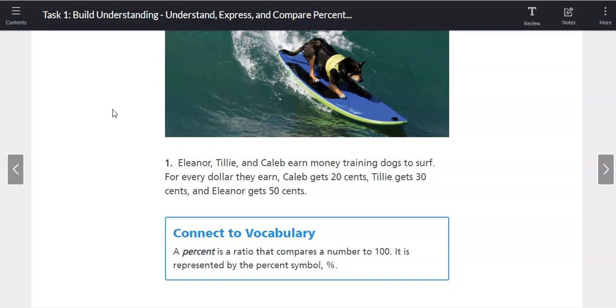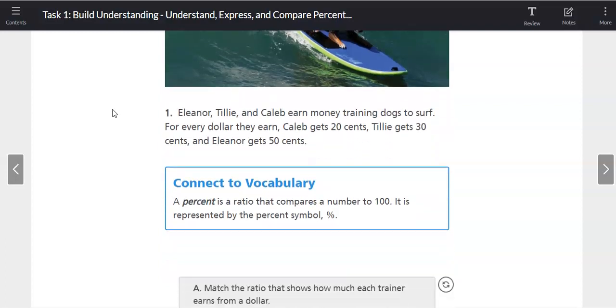Number 1, Eleanor, Tilly, and Caleb earn money training dogs to surf. For every dollar they earn, Caleb gets 20 cents, Tilly gets 30 cents, and Eleanor gets 50 cents.